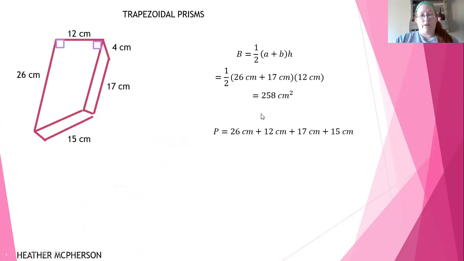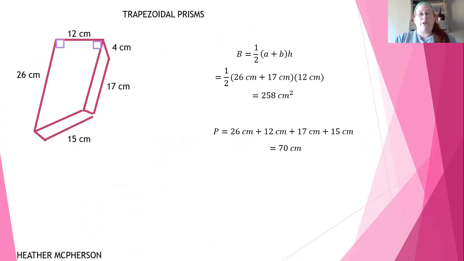So now we want the perimeter. Again, your perimeter is just adding your sides together. Don't add this 4 centimeters because that's the height, not a side. So you'll have 26 centimeters plus 12 centimeters plus 17 centimeters plus 15 centimeters. So your perimeter of this trapezoid is going to be 70 centimeters.